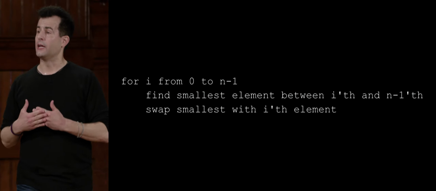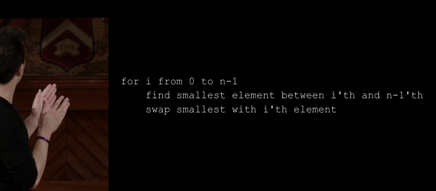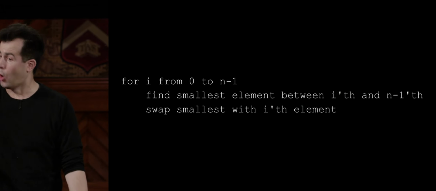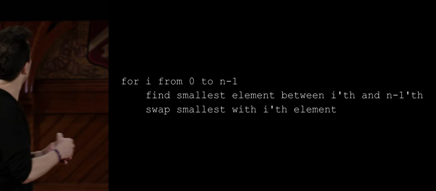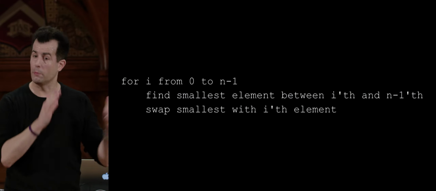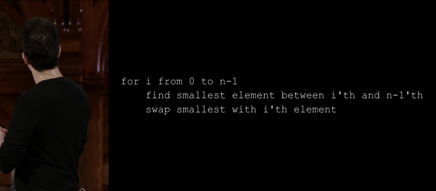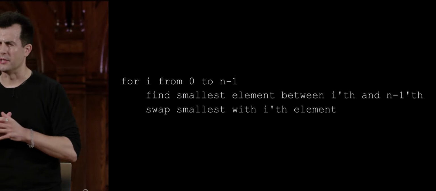Selection sort, though, can be expressed maybe even a little more succinctly. And that was the second algorithm we did with our 8 volunteers here. For i from 0 to n minus 1. So this time, all the way through the end of the list, find the smallest element between i and n minus 1. So between those two ranges, the beginning of your list and the end. And then swap the smallest with the ith element. So what does this mean?